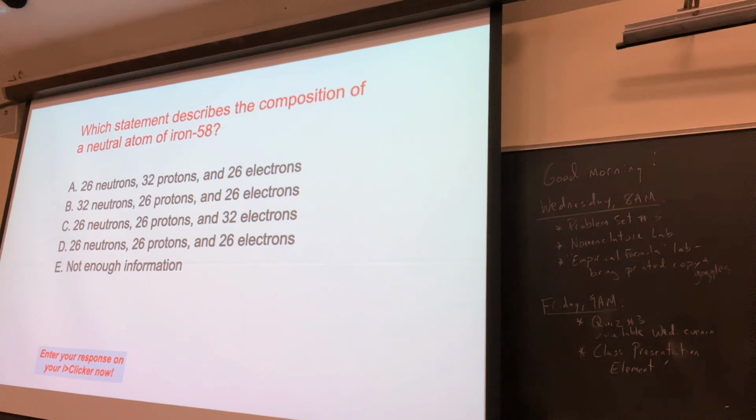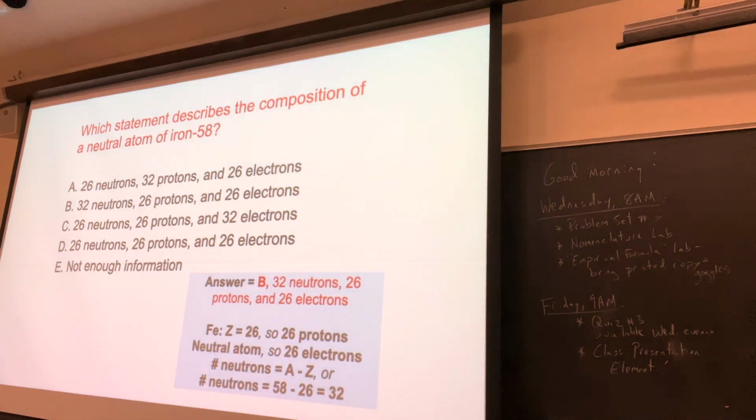All right. So when we go through these different lists, you want to find one with 26 protons. Doesn't have 32 protons or something like that. If it's neutral, the electrons and the protons are going to be the same. All right? So neutrality means protons and electrons are the same. Protons are positive, electrons are negative. The only piece here we don't have then is the neutrons, but that's the top number minus the bottom number. So 58 minus 26, 32. Answer B here would be the best answer.